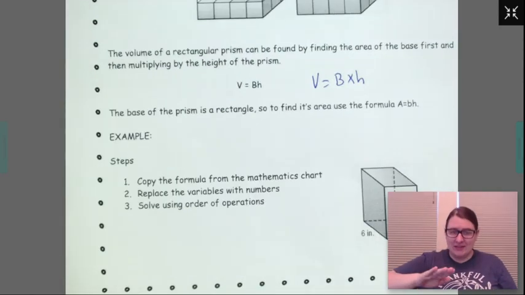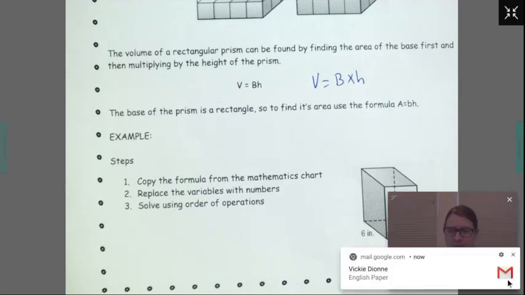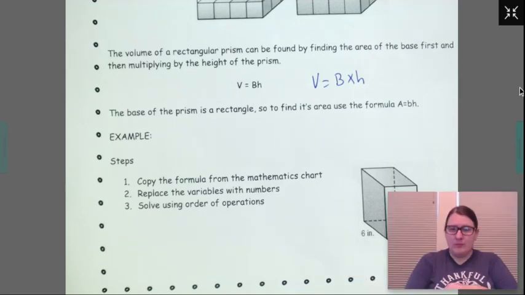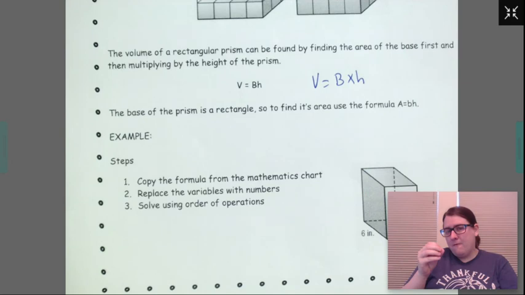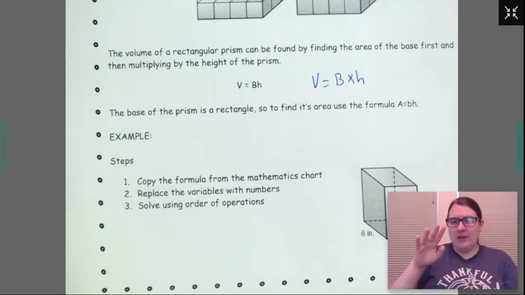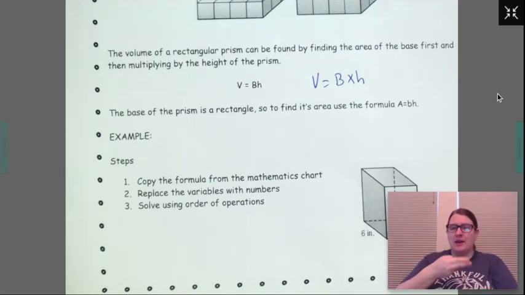The base of the prism is a rectangle. So to find the area to use for the formula, area equals base times height.